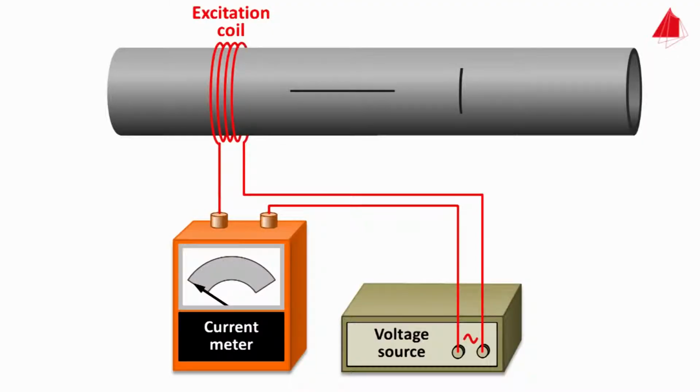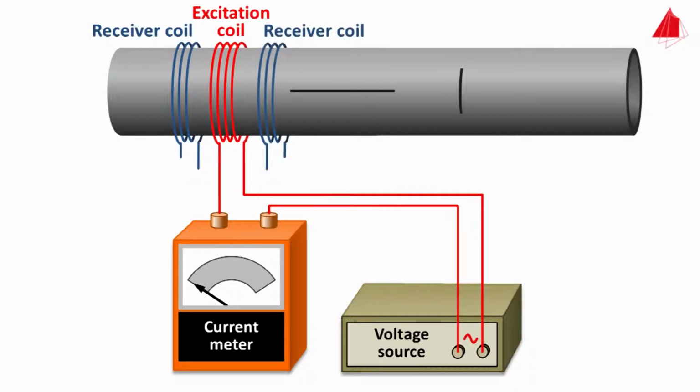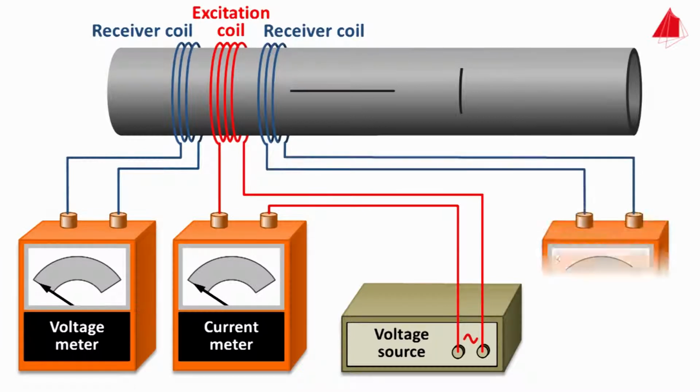This technique can be improved considerably if not only a single coil, but several coils are used. The original coil, which is now called the excitation coil, is supplemented with the receiver coil on the left side, and a receiver coil on the right side. A voltage meter is connected to each of the receiver coils.